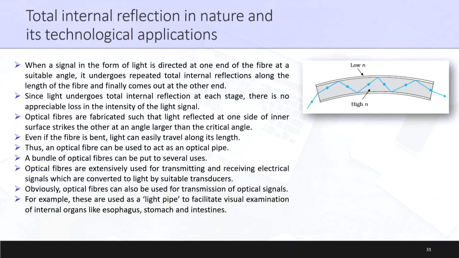Okay. So, we were here. So, basically this was completed. One example of optical fibers is that they are used as light pipes to facilitate visual examination of internal organs like the esophagus, stomach and intestine.